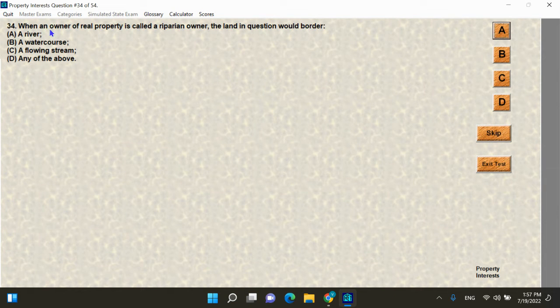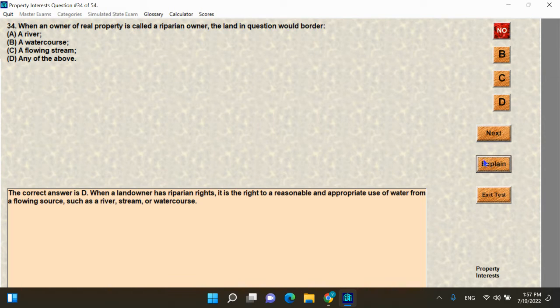Number 34. When an owner of real property is called a riparian owner, the land in question would border A. A river, B. A watercourse, C. A flowing stream, D. Any of the above. The correct answer is D. Any of the above. When a landowner has riparian rights, it is the right to reasonable and appropriate use of water from a flowing source, such as a river, stream, or watercourse.